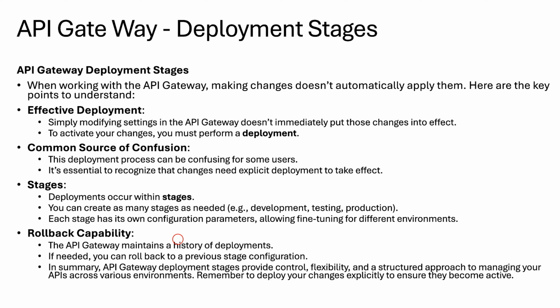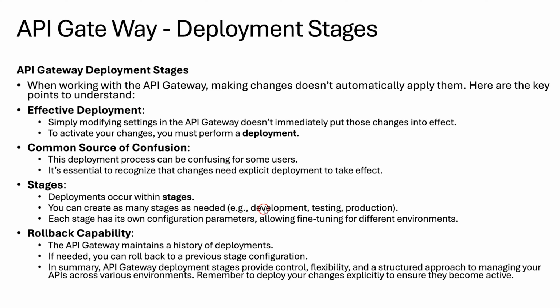If the users see some issues in v2, for example, users using your endpoint are not getting the proper response, then you have to roll back to your previous version, that is v1. The rollback capability is possible because API Gateway keeps a history of deployments, so you can go back to any version at any point of time. If you need it, you can roll back to a previous stage configuration.